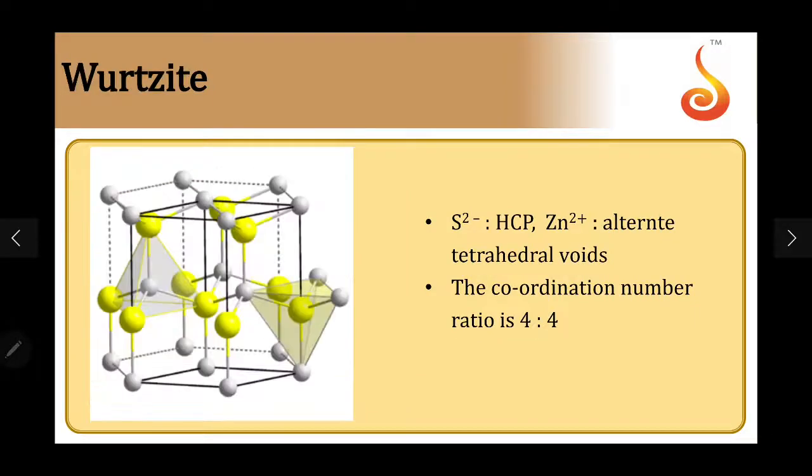A similar structure is also there for zinc sulfide in one more form, called wurtzite. The only difference is that instead of CCP, here it is HCP, hexagonal close packing. So you can see hexagonal close packing, and the zinc ion is in the alternate tetrahedral voids. So here also the coordination number is again 4:4.